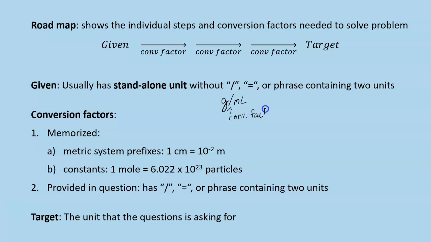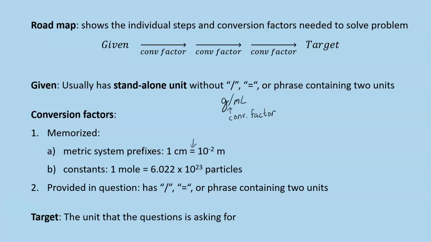We may also have an equality, and so when we look at those metric system prefixes, we can see that we have an equality between two numbers and two units. Or you could have a phrase such as there are so many feet in a mile, or there would be so many milligrams in a dose of a certain medicine. So you've got to look out for those phrases that may contain more than one unit.